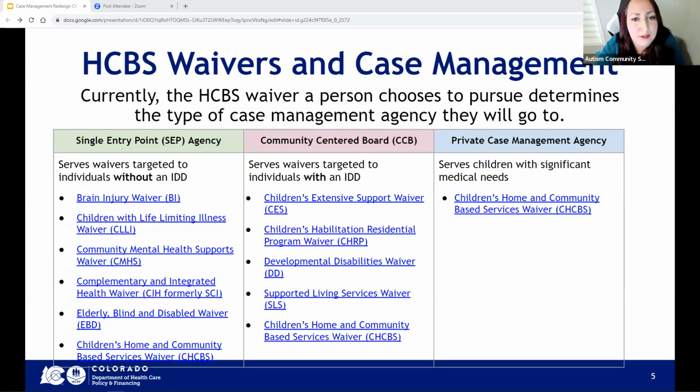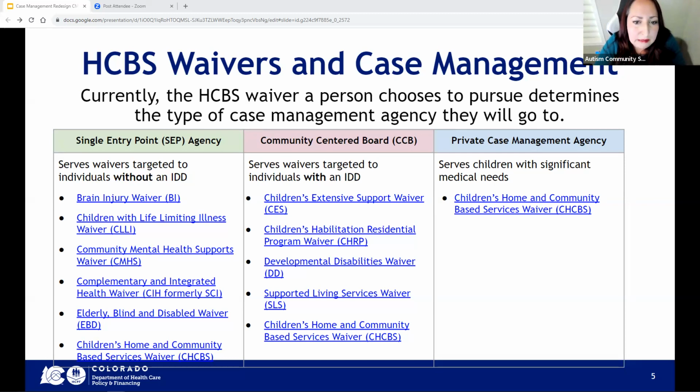As mentioned previously, Colorado administers 10 waivers that are supported by 3 different types of case management agencies, as this chart demonstrates. The case management agency you went to depends on the program you qualify for, making the system confusing and very siloed for people trying to access it. We wanted a system that aligned with our key outcomes for case management redesign. The silos and the structure required the Department of Health Care Policy and Financing to make changes.